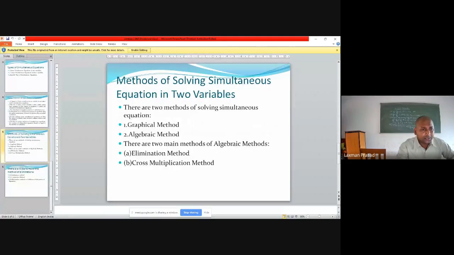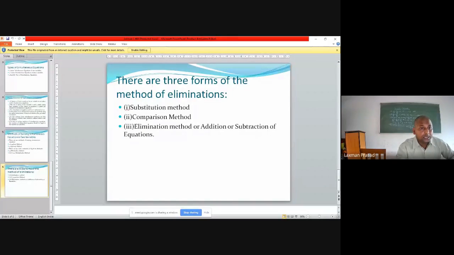So then further, see, the elimination method. There are three forms of the method of elimination.